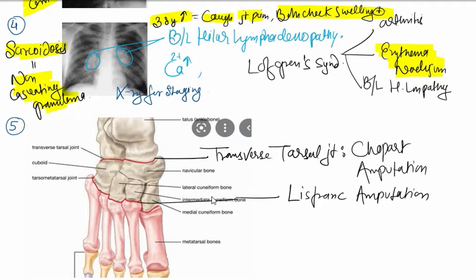Etiology is unknown. In X-ray of chest in sarcoidosis, bilateral hilar lymphadenopathy is seen. In blood, hypercalcemia is seen. Lofgren syndrome is one manifestation of sarcoidosis. What is Lofgren syndrome? It is arthritis with erythema nodosum with bilateral hilar lymphadenopathy. X-ray chest can be used for staging of sarcoidosis.